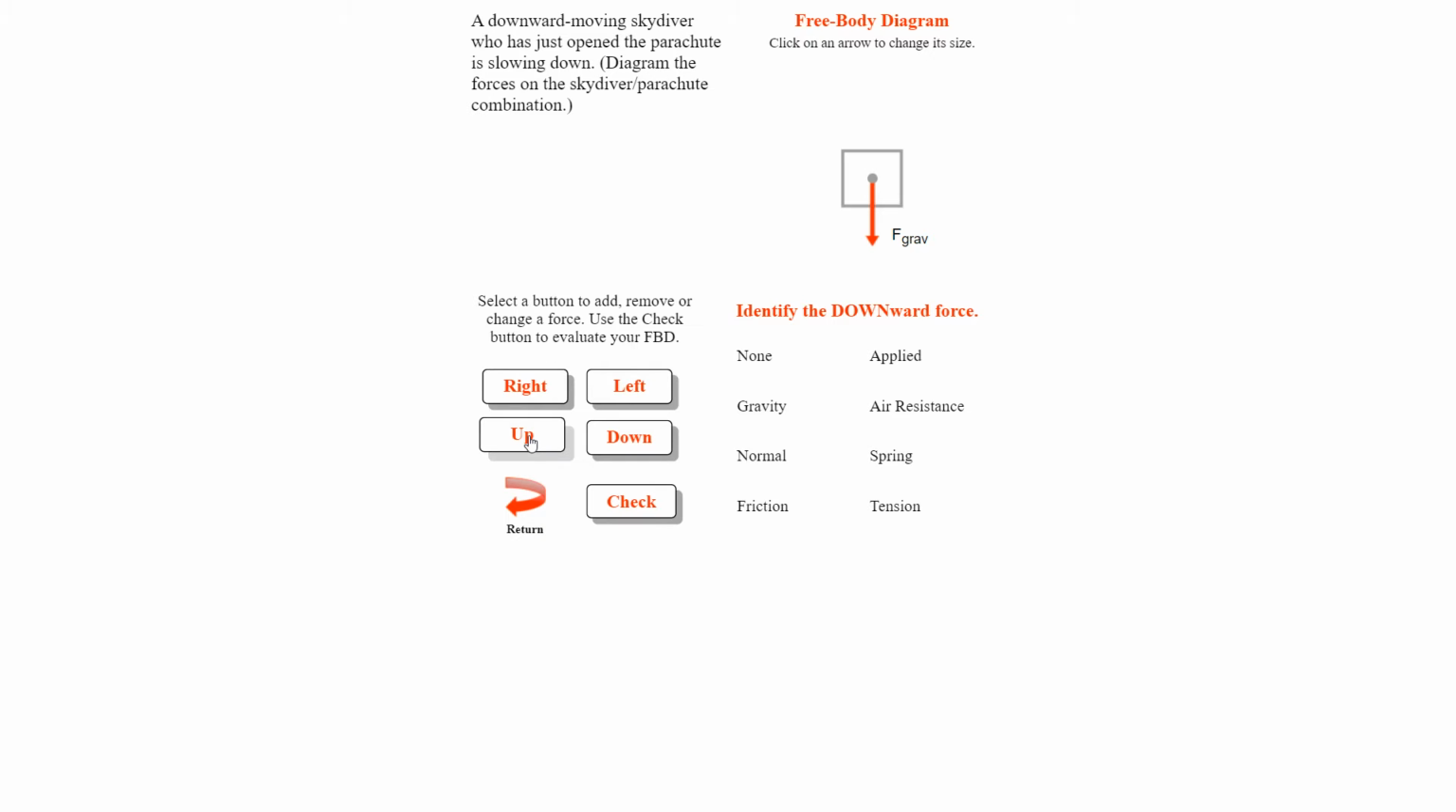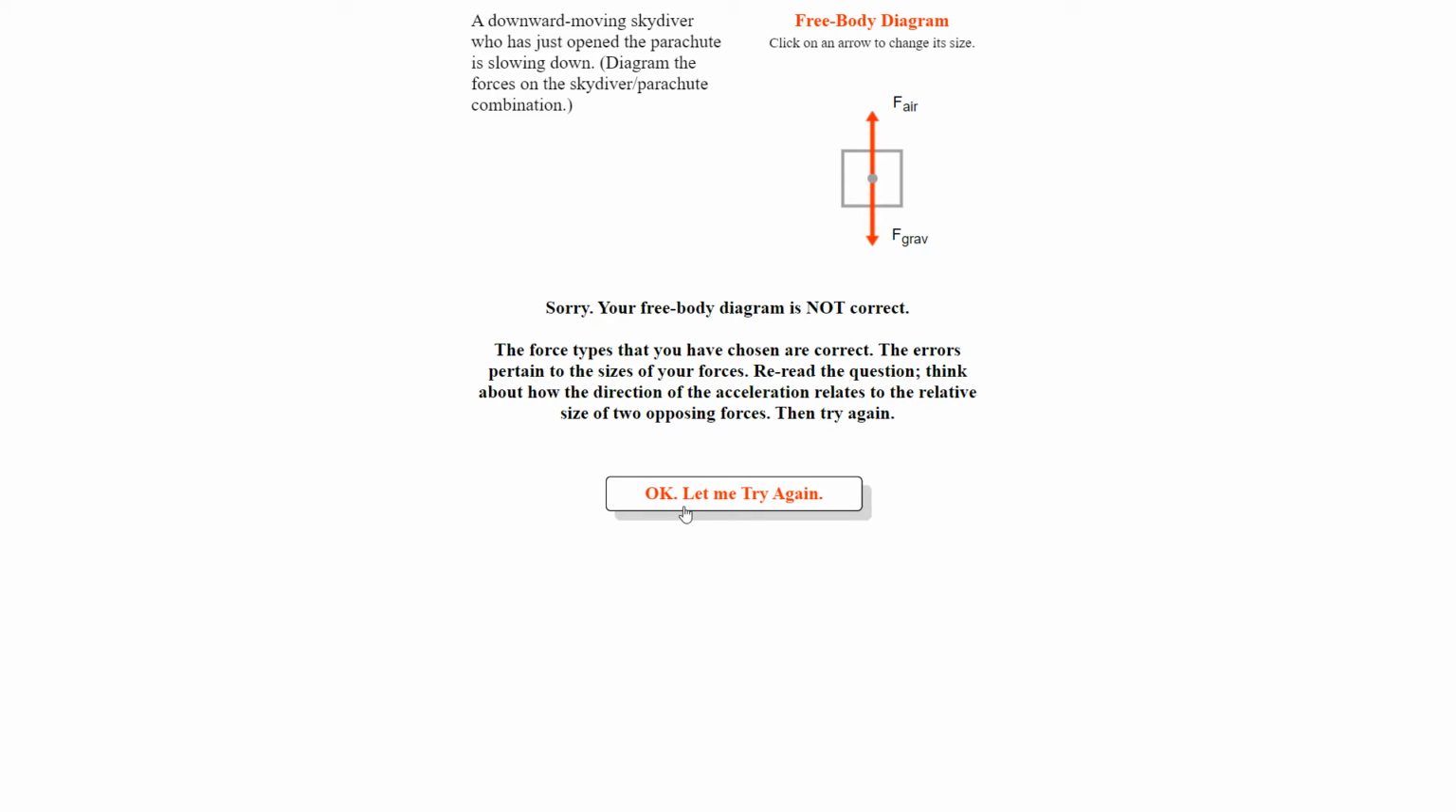Our second force that's acting on the skydiver is going to go up. The parachute itself is going to provide air resistance. When it opens up, it's going to catch the air and slow him down. So we have gravity and we have air resistance. Here, if we hit check, we're going to see something where it says it's not correct.